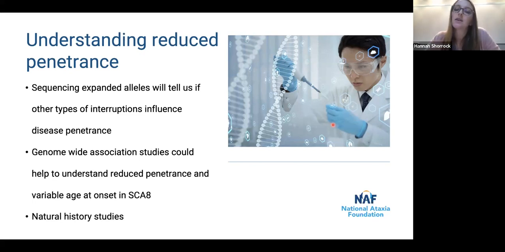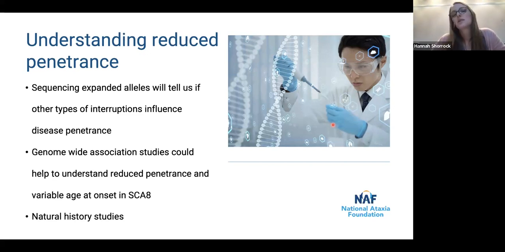Another aspect that can help us to understand why some individuals may develop the disease and why some individuals may not is looking at variations in our DNA that are outside of the repeat expansion. And so the genetic code that codes for each of us as an individual is slightly different. And some of these slight differences may influence why some people are more likely to develop disease than others. And one way that we can look at this is through something called genome-wide association studies. And these can help to understand why some individuals may develop a disease earlier than other individuals. And so this is something that has been done for the CAG repeat expansion disease Huntington's and has really improved the understanding of Huntington's disease researchers as to why there's a variability in the age of onset with Huntington's disease.